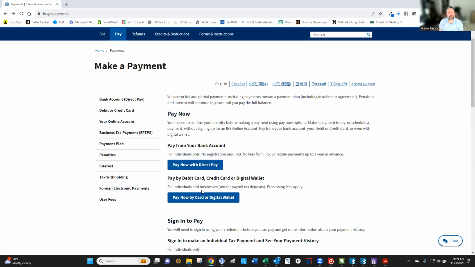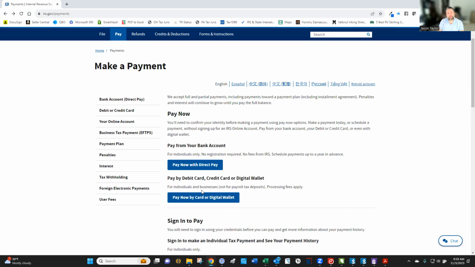You'll get a letter in the mail from the IRS saying we have sent your account to a collections agency, and then it's probably going to be another 2 months before you even hear from that collection agency. And eventually you'll get a letter from the collection agency. Well, once you get that letter from the IRS for collections, that's when you want to jump in here and actually set up the payment plan.